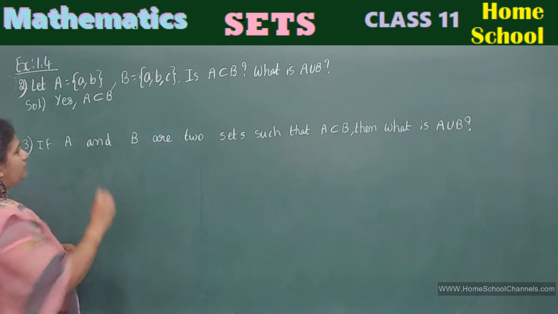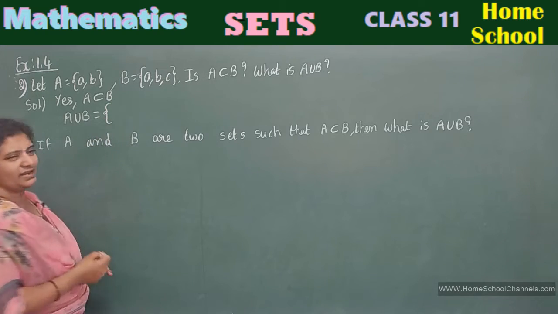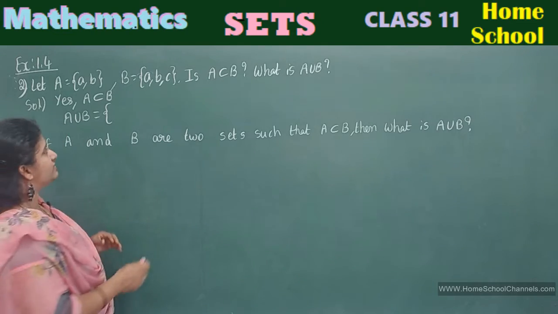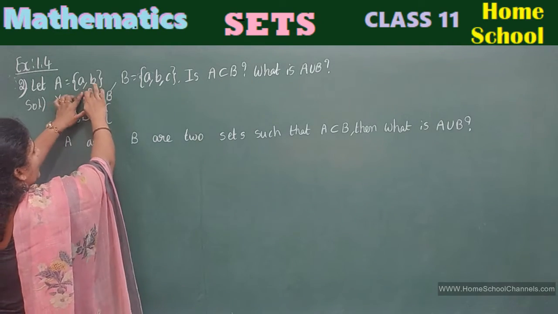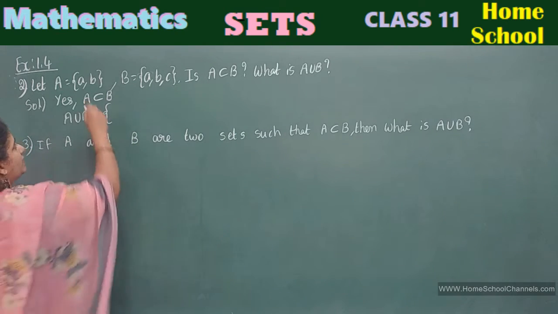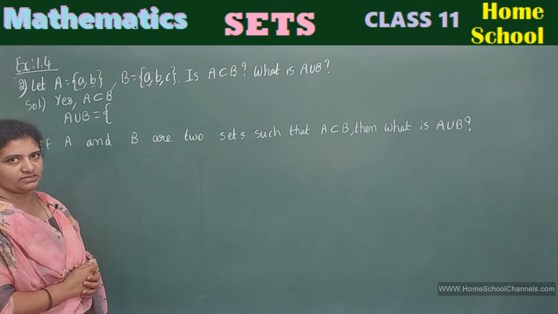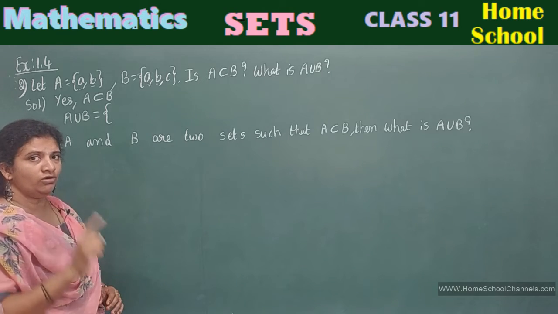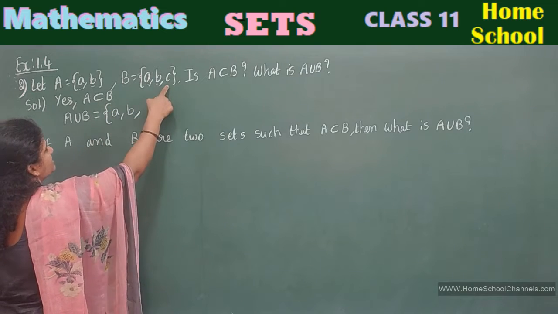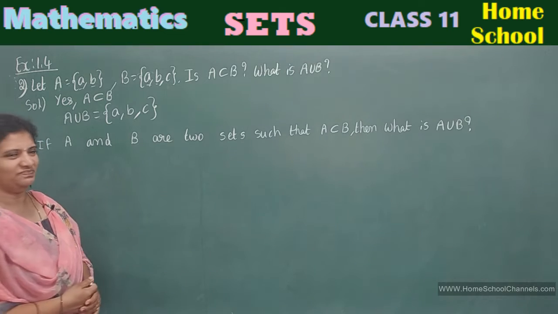What is A union B? A union B is the set of x such that x belongs to A or x belongs to B. Directly I am saying the answer here. In A and B, observe first which are the common elements. A, B, B. AB is repeated in 2 sets. So repeated elements, what we need to do? Write one time. A, comma, B, comma, and the extra one is C. That's it. This is A union B.